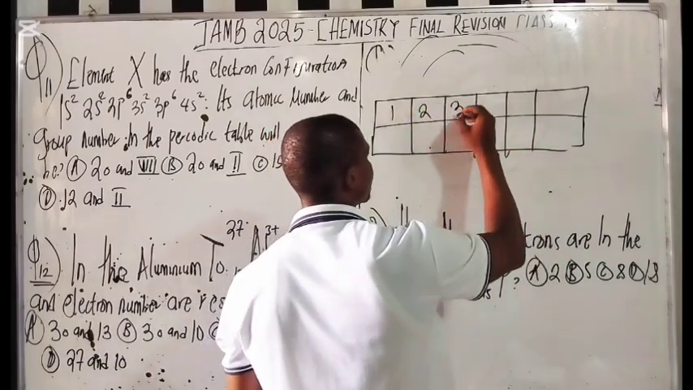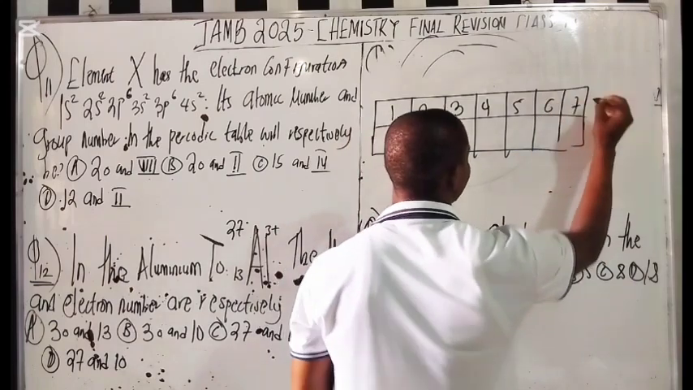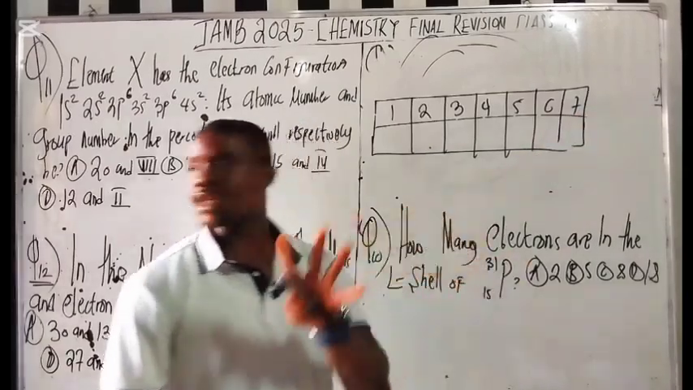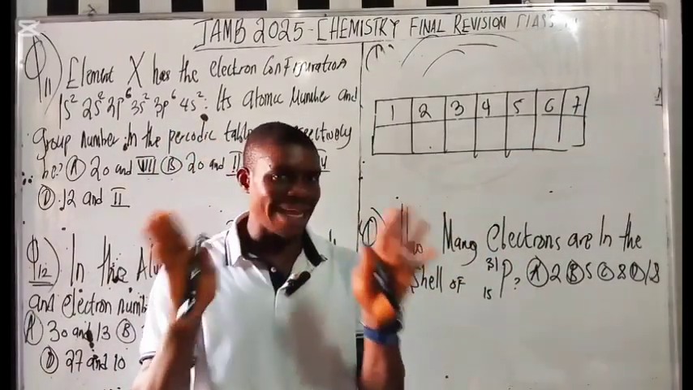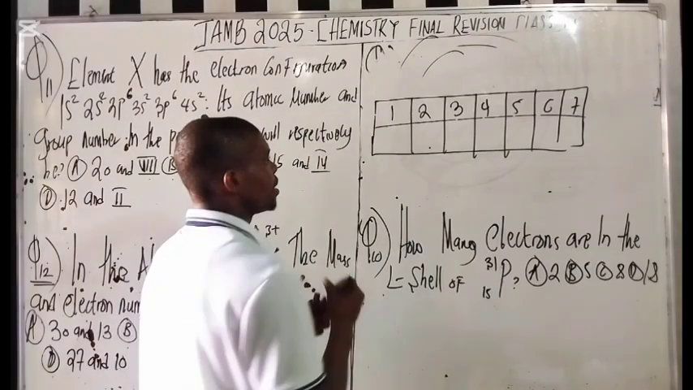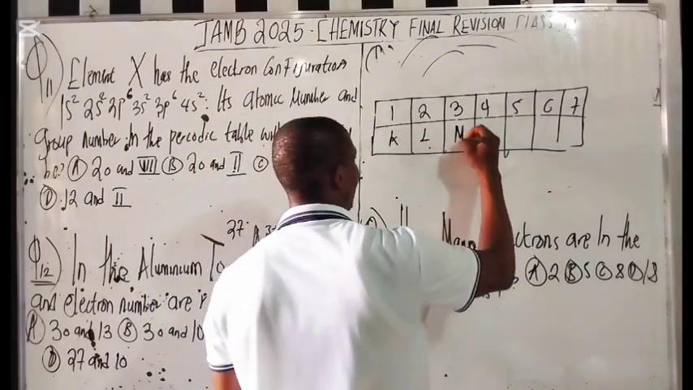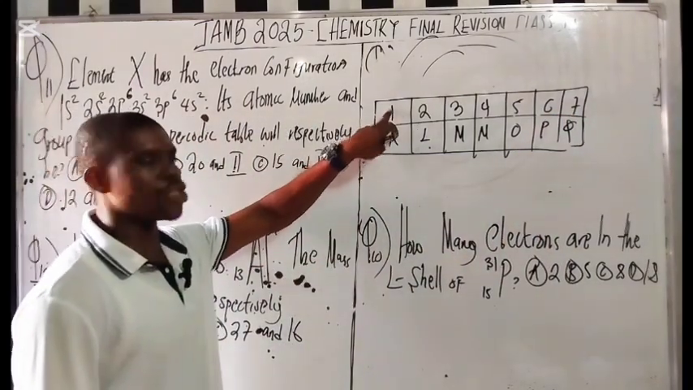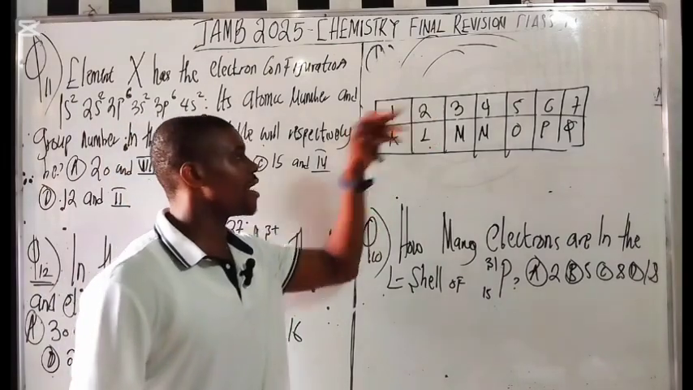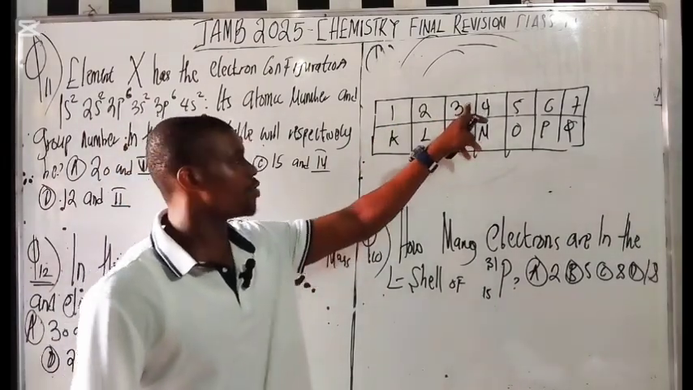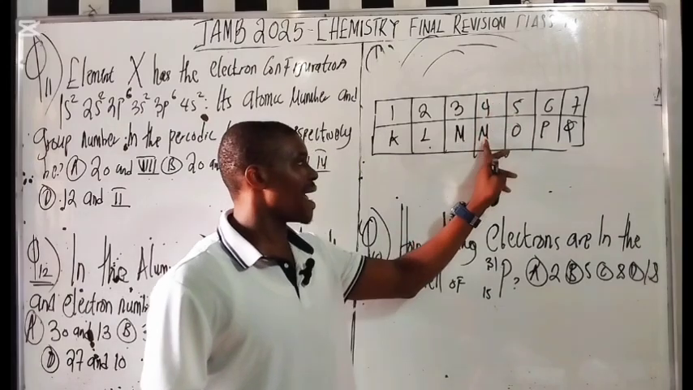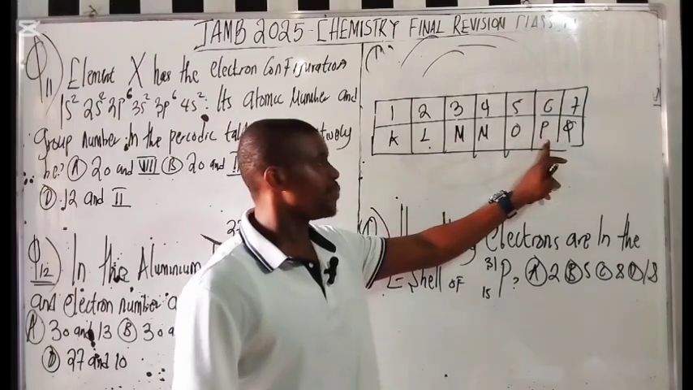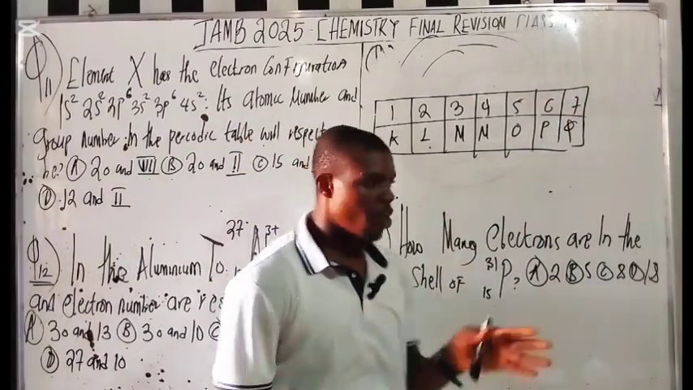One, 2, 3, 4, 5, 6, and 7, right? First energy level, second, third, fourth, fifth, sixth, and 7. Each of them is denoted by an alphabet: K, L, M, N, O, P, Q. So my first energy level is the K shell, my second energy level is the L shell, my third is the M shell, my fourth is the N shell, my fifth is the O shell, my sixth is the P shell, and my seventh is the Q shell. Do you understand?